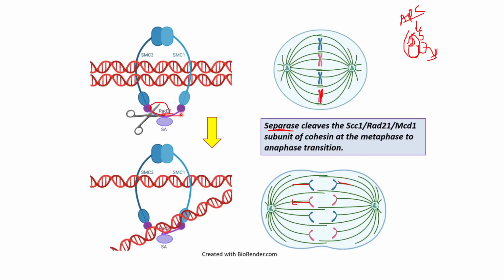When securin is bound to separase, the separase will not remain active. The degradation of securin occurs only at the onset of anaphase. After that, only then will the separase get activated, not earlier.